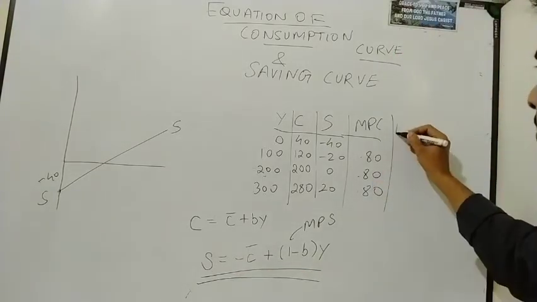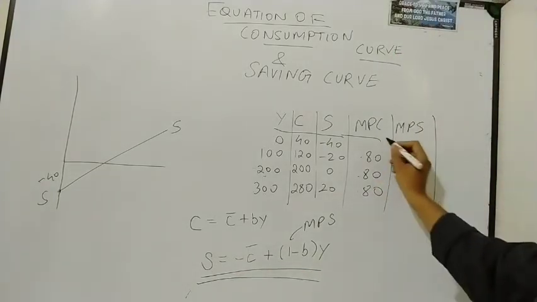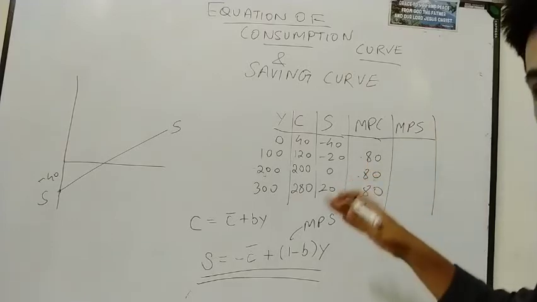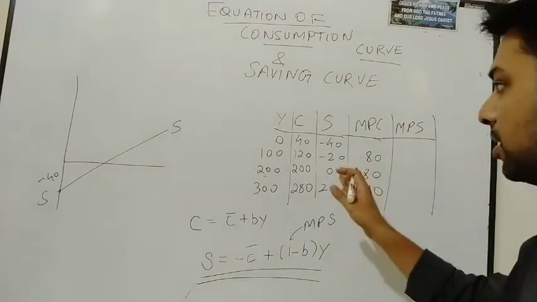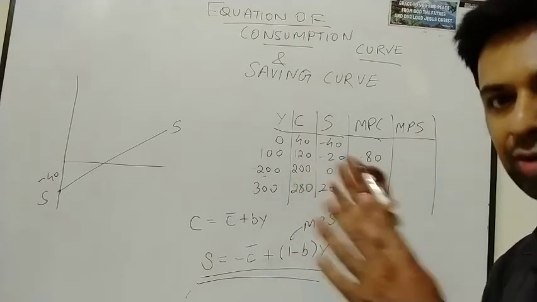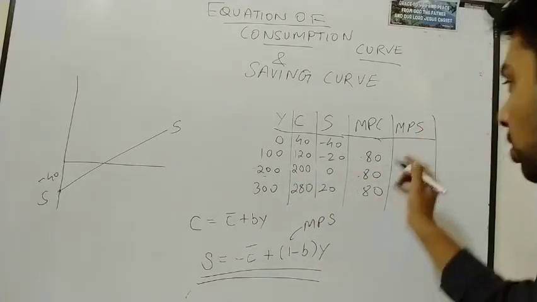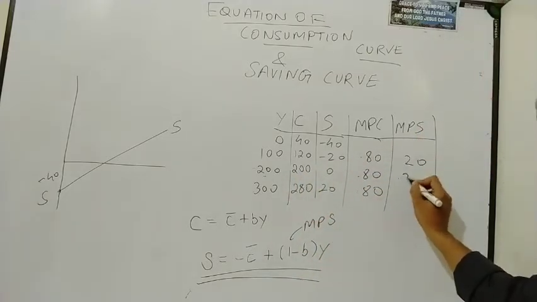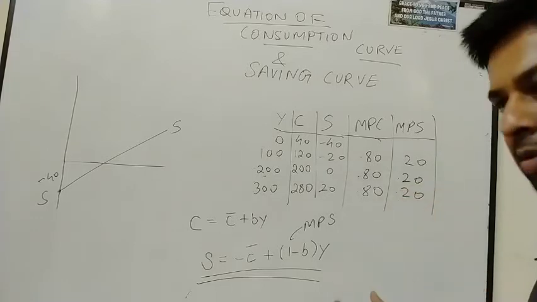Now calculate this MPS also. Now there is no need to calculate, actually. If this is 0.8, the remaining part, see, additional income का 80% तो खर्च हो रहा है, कंज्यूम हो रहा है, तो कितना सेव हो रहा होगा? 0.20 ये हो रहा होगा. Write it down. Simple is that.